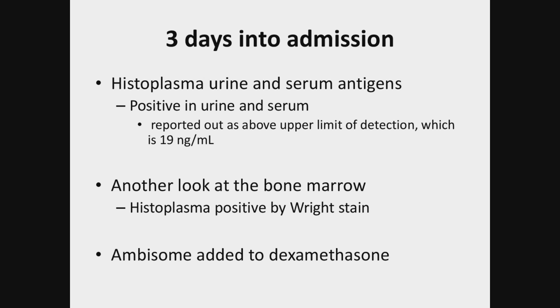So we asked our pathologists to please take another look at the bone marrow, and by using the right stain, they found that it was positive for histoplasma. So at that point, the diagnosis shifted to disseminated histoplasmosis causing secondary HLH. And so AmBisome was added to dexamethasone. Does anyone have any questions? Are we feeling good about the case so far?